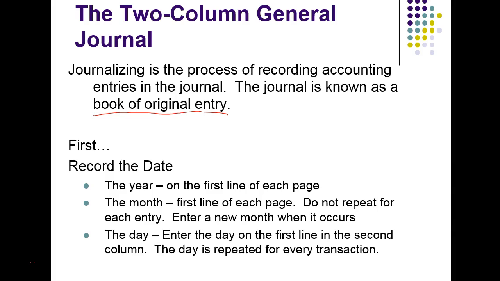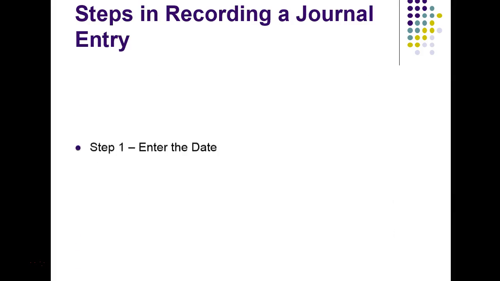And finally, you enter the day, and the day is on the first line in the second column, and the day is repeated for every transaction. Even if, let's say, there were 2 transactions for December the 3rd, we would write the 3 for the first transaction, and then we would write the 3 again for the second transaction.